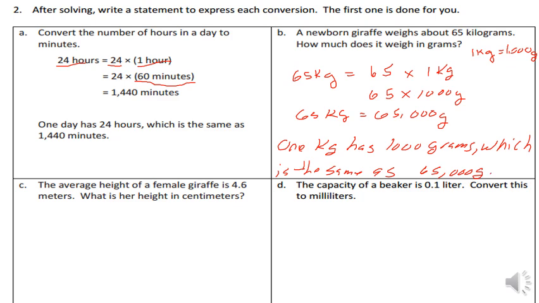C. Average height of a female giraffe is 4.6 meters. What is her height in centimeters? Well, here we know 1 meter equals 100 centimeters. So we can take 4.6 meters, which equals 4.6 times 1 meter. We're going to replace this 1 meter with 100 centimeters times 4.6. And we know when we multiply by 100, we're going to shift two place values. So we're going to end up with 460 centimeters.